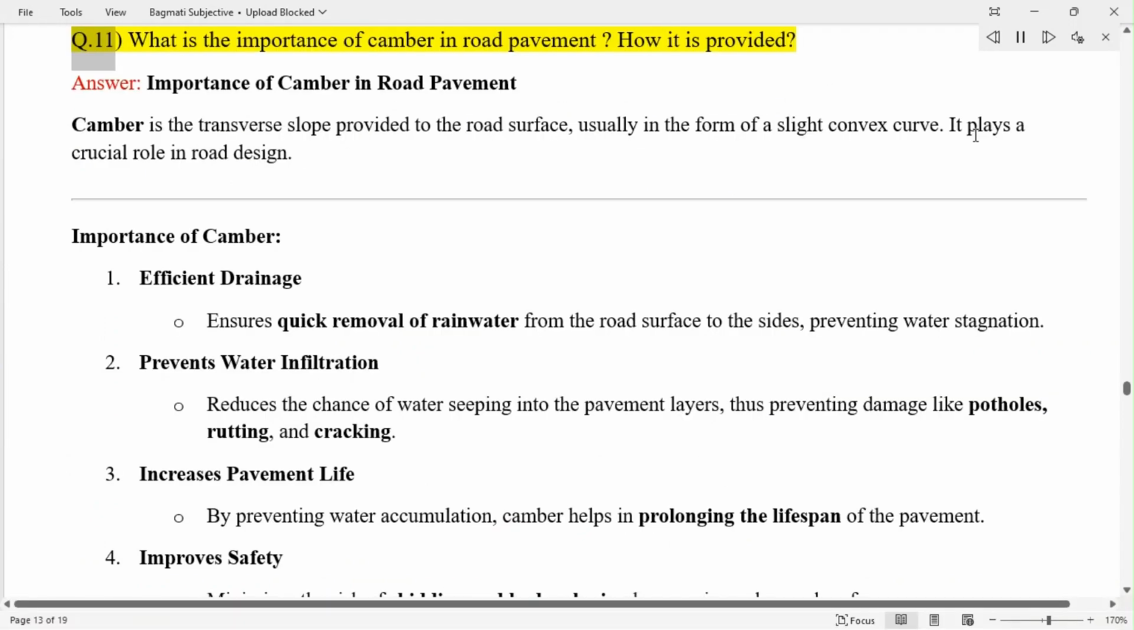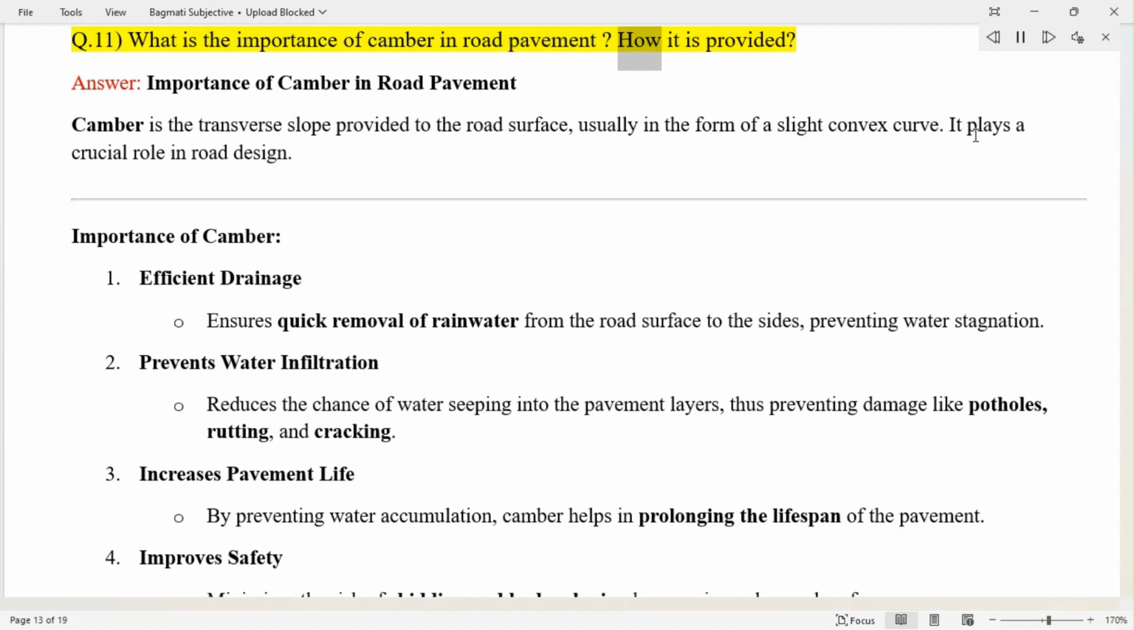Question 11: What is the importance of camber in road pavement? How is it provided? Answer: Camber is the transverse slope provided to the road surface, usually in the form of a slight convex curve. It plays a crucial role in road design.